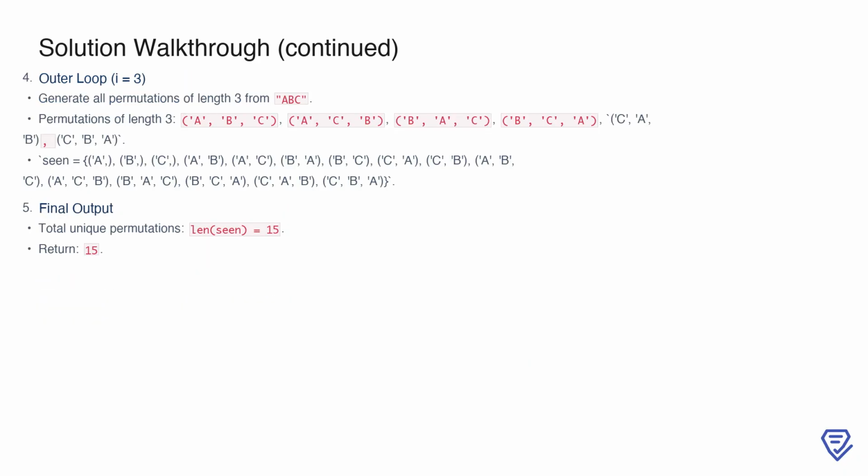Next, for permutations of length 3, we generate all possible unique arrangements of tiles. These include a b, c, b, c, b, c, b, and c, b. These are added to the scene set alongside the existing permutations of lengths 1 and 2. At the end of this process, scene contains every unique permutation of the tiles up to length 3. The total number of unique permutations is 15, which is the length of the scene set. This value is returned as the final result.